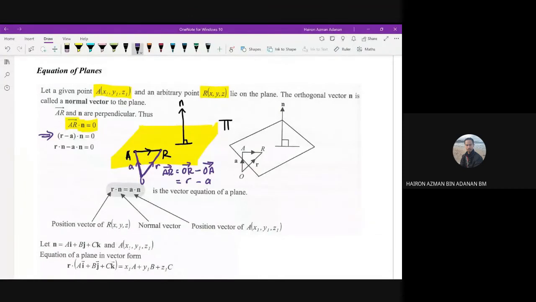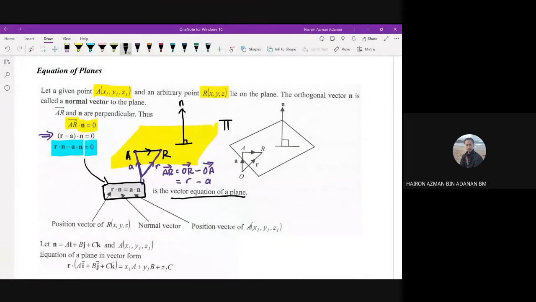By using the properties, (R minus A) dot N is equivalent to R dot N minus A dot N, equal to 0. So we just rewrite again. After we rewrite, now we get R dot N equal to A dot N. This one we call the vector equation of plane. Please memorize this form.